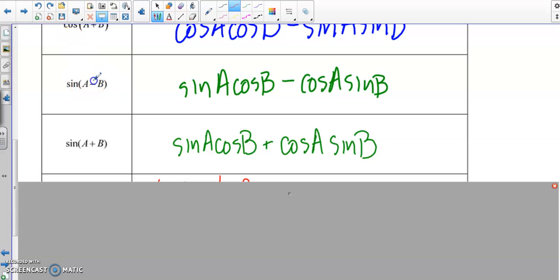For the sines, notice the sign stays. So the minus stays a minus. So the sine of A minus B, you can see, can be rewritten there. Those are identities.